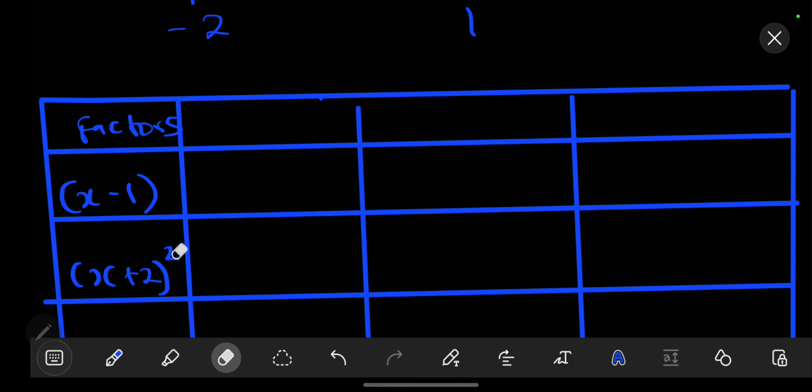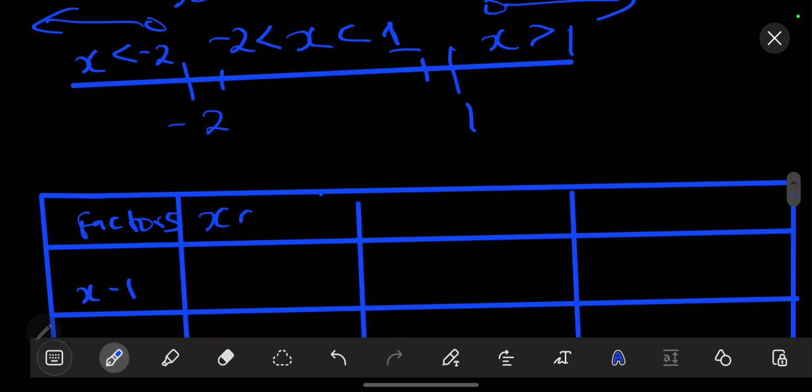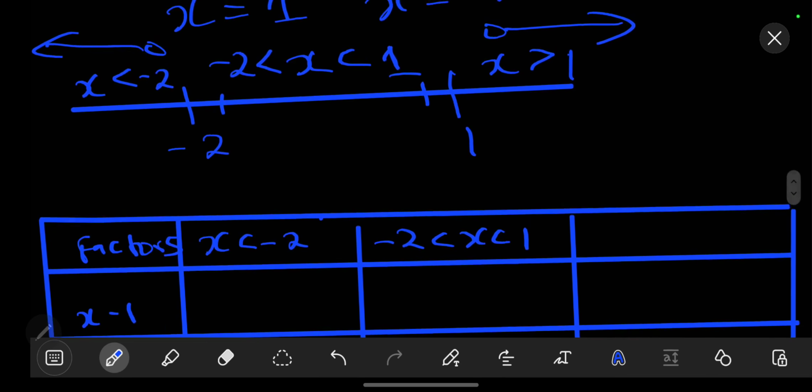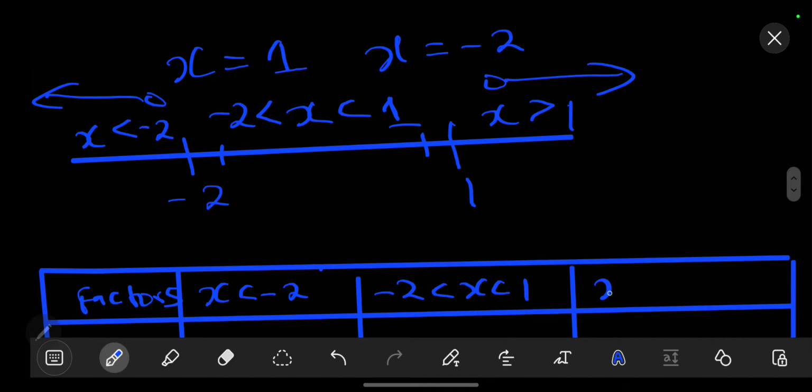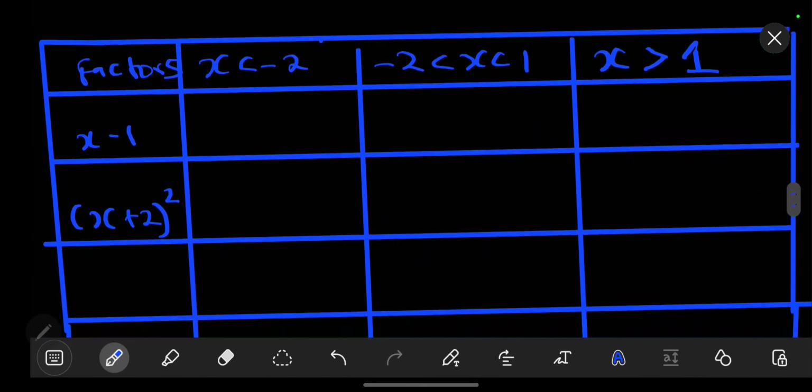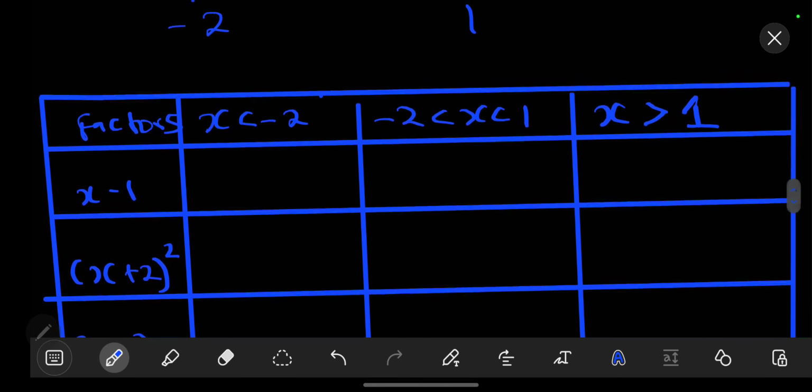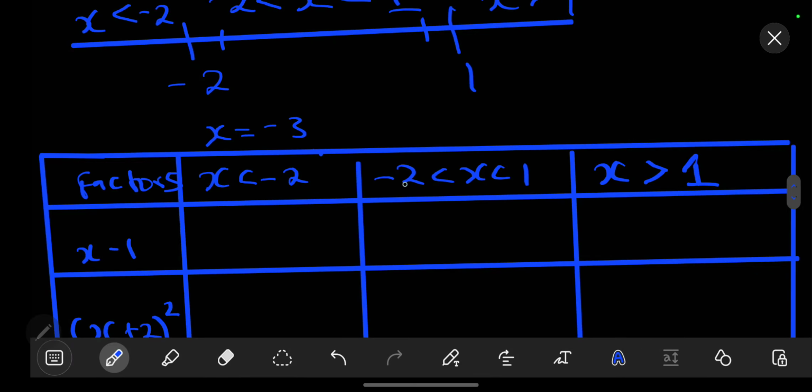So therefore, what we are going to have is that we are going to write these intervals. So our x is less than -2, and -2 is less than x is less than 1. Then last but not least, we have the last interval, which is x greater than 1, like that. So we have our factors, then whatever result, that's our f of x, which is our y value in that case. So if x is less than -2, it means to say x can be a value such as -3.